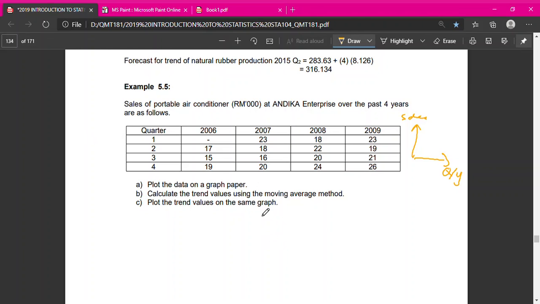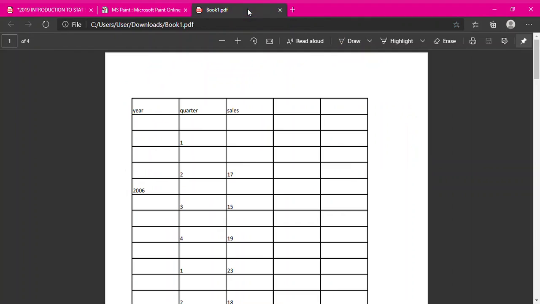Okay, so sekarang ni kita nak buat ni. Calculate the trend values using the moving average method. So the suitable moving average method that we can use adalah 4 quarter moving average. Sebab data display dalam quarterly. Okay, so first of all kena arrange dulu. First column, second column, third column. First column will be your year. Second column will be the quarter. And the third column will be the variable Y adalah sales. So, you akan display macam ni.